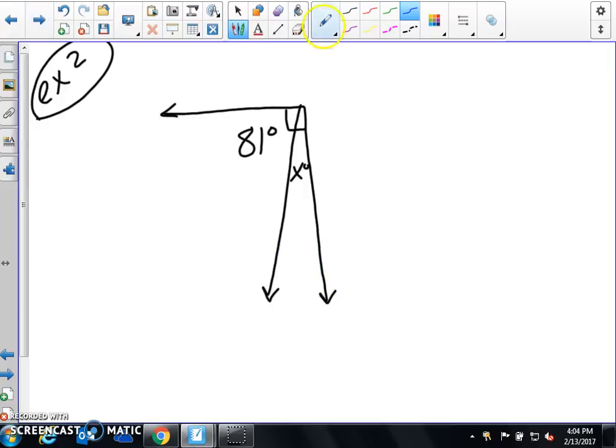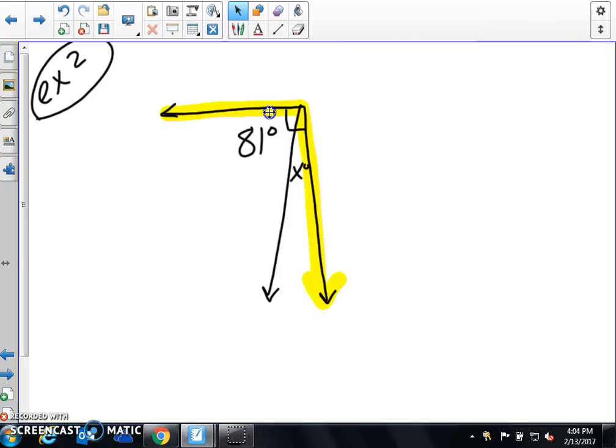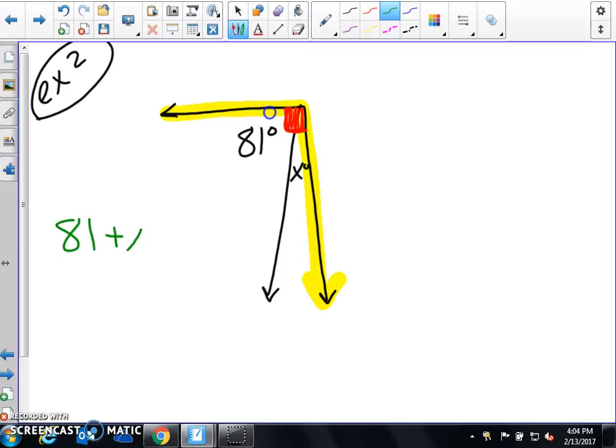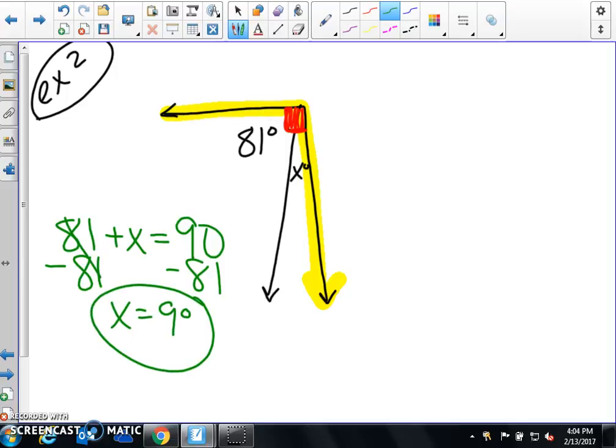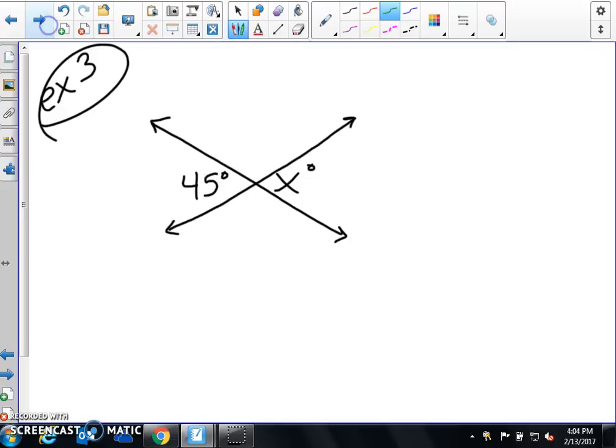This time I look at the angle, and I really know because of this right angle. So it's a complementary, right? Because C stands for corner, 90 degrees. So they're going to add up to 90 degrees. So 81 plus x equals 90. You guessed it, we just got to subtract the 81 over. Therefore, x equals 9, and it's a degree. So 9 degrees.